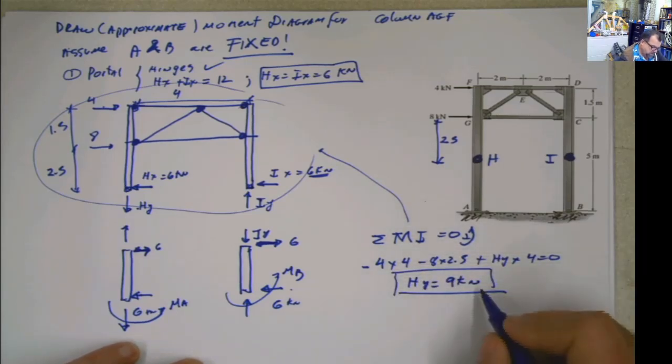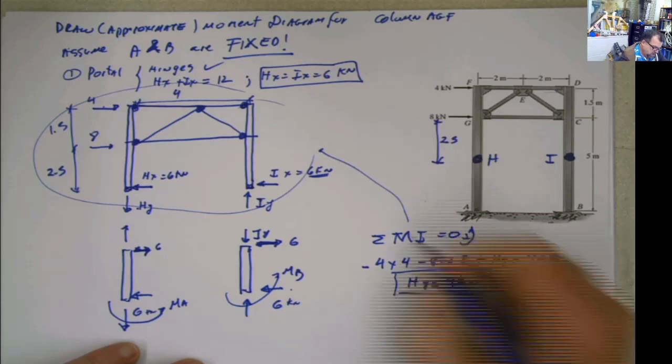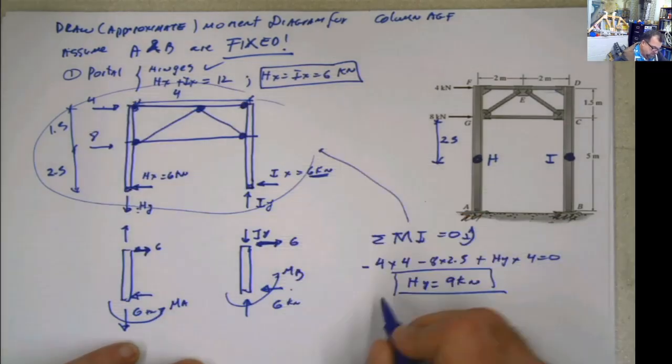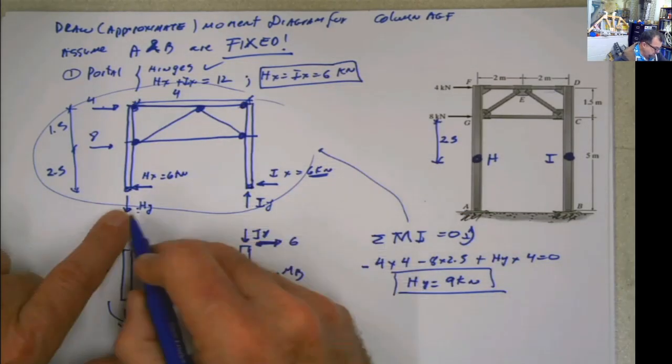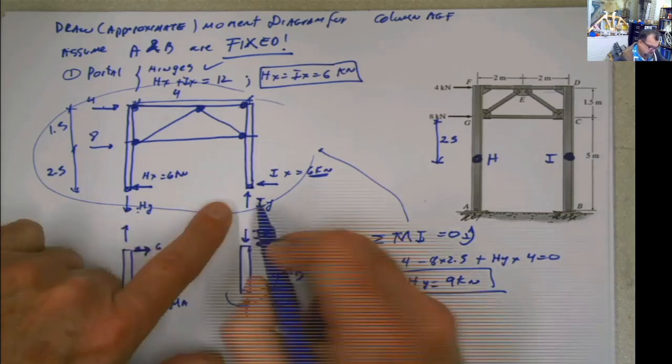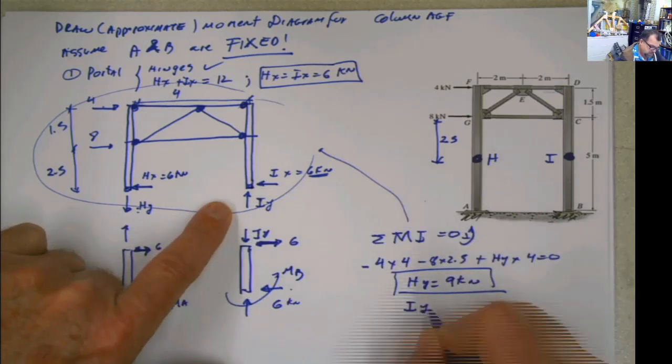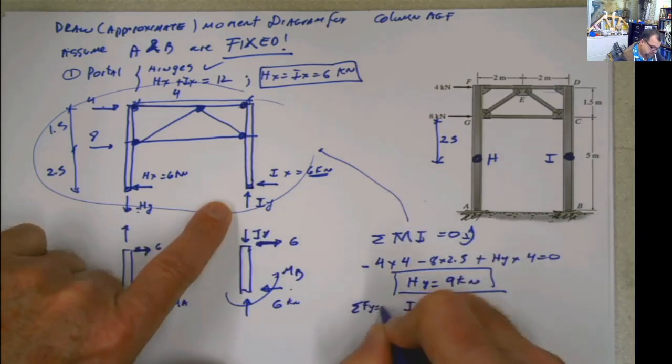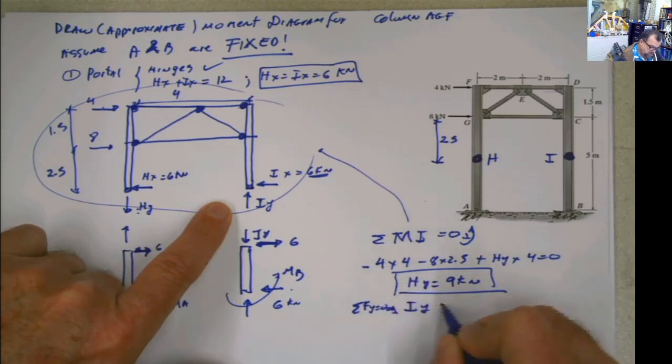Okay, 9 kilonewton. Now, once I have that, I can do summation of forces in y equals 0. And if this is 9 kilonewton, well, guess what? This is 9 kilonewton. Summation of forces in y equals 0 means Iy equals 9 kilonewton.